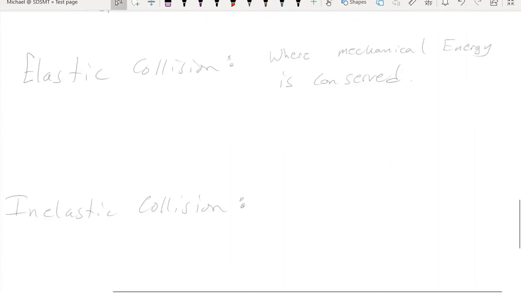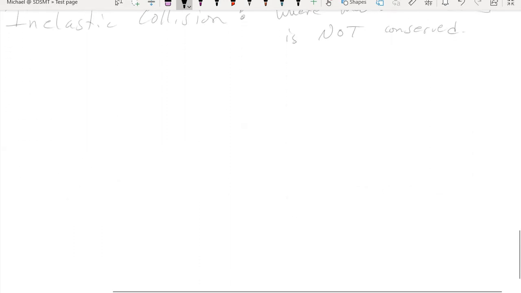And so an inelastic collision is a collision where mechanical energy is not conserved. Case in point, our definition of mechanical energy is the combination of kinetic and potential energies, and that's it.